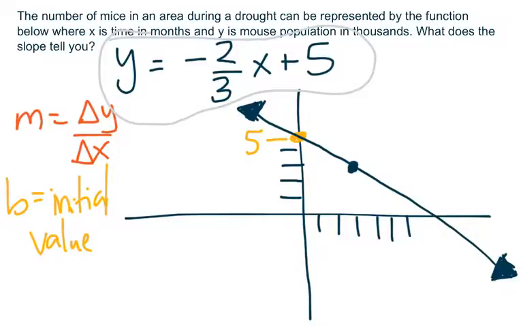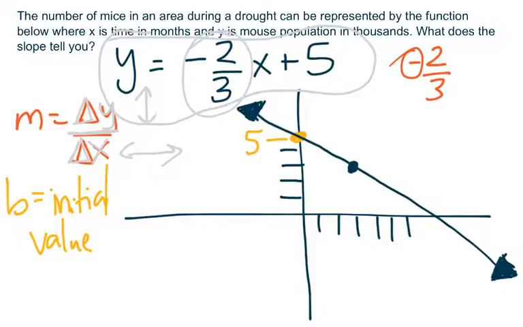So the slope is this value over here, and it's usually represented by the letter m. And the slope stands for the change in y over the change in x. So for every horizontal change that happens, how much of a vertical change happens? In this case, our slope is negative 2/3.